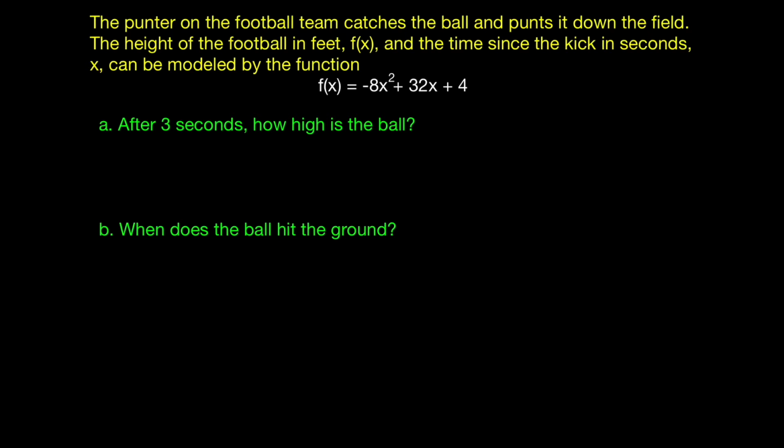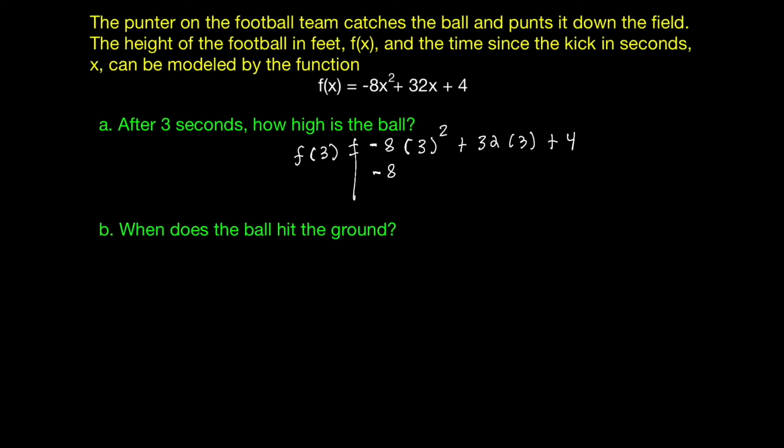Now x determines the amount of seconds, so what this problem is asking us to do is to evaluate f of 3. And everywhere we see an x, we're just going to replace it with a 3, and then we're going to evaluate it. So negative 8 parentheses 3 squared plus 32 times 3, and we're going to add 4 at the end. I'm going to do this from left to right.